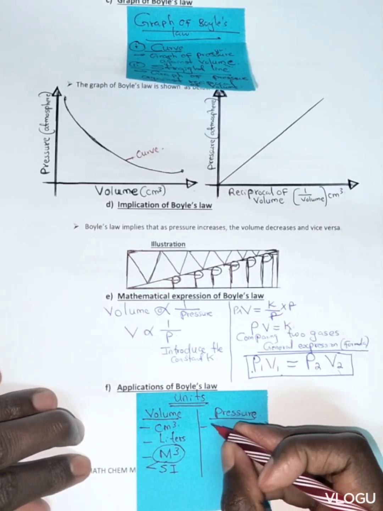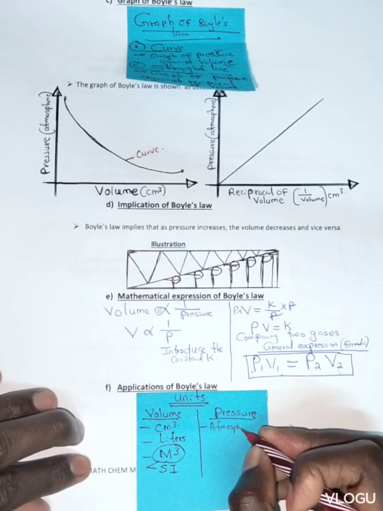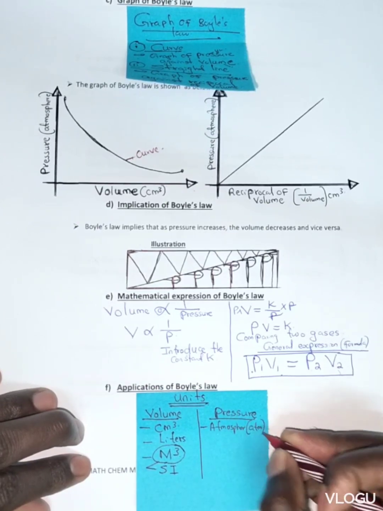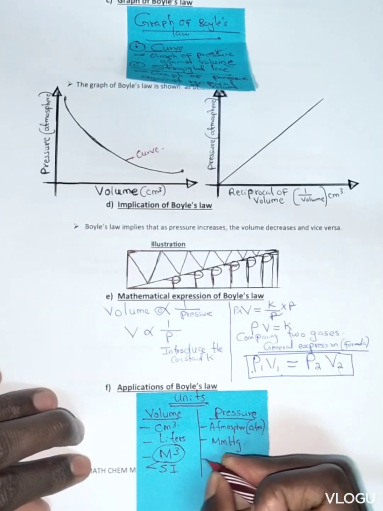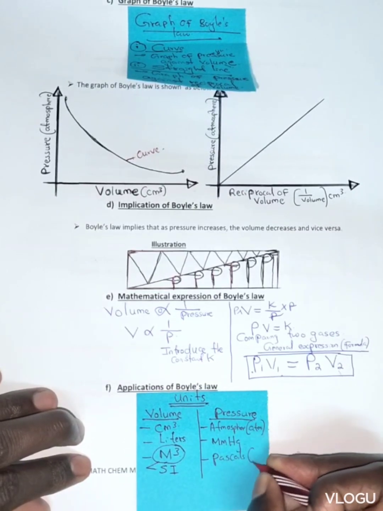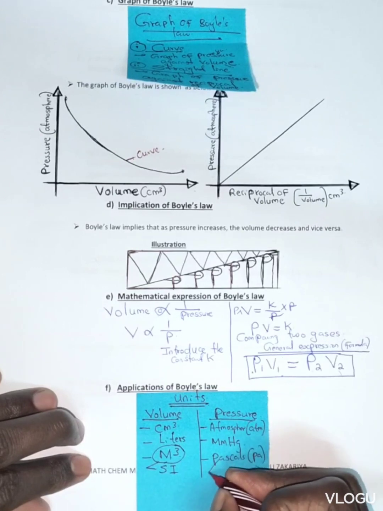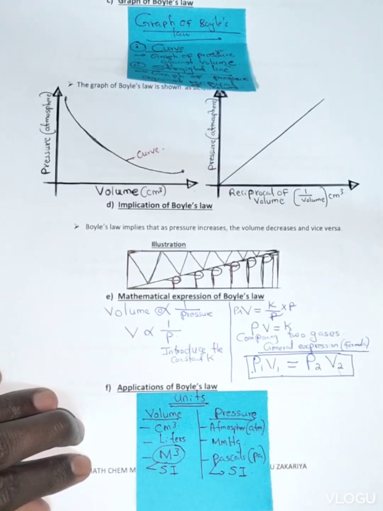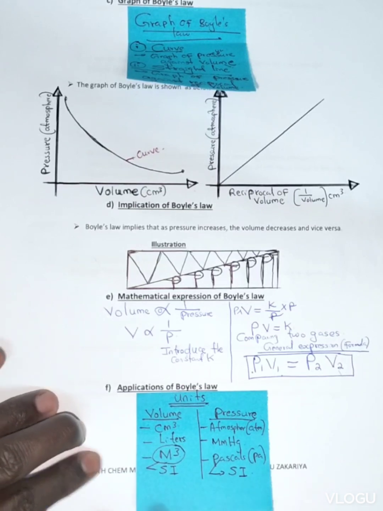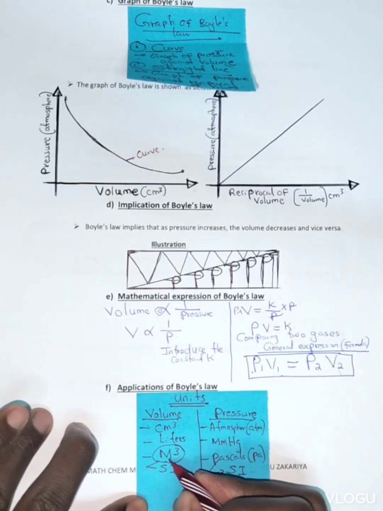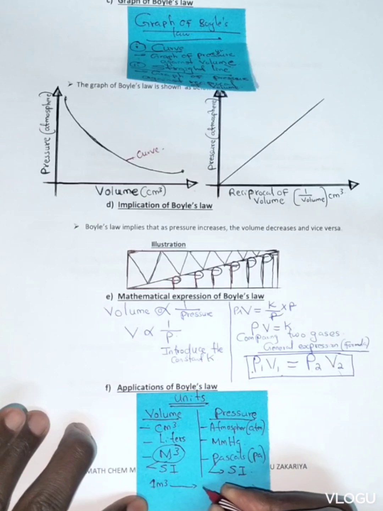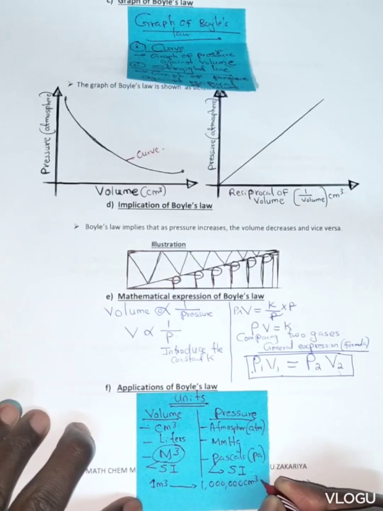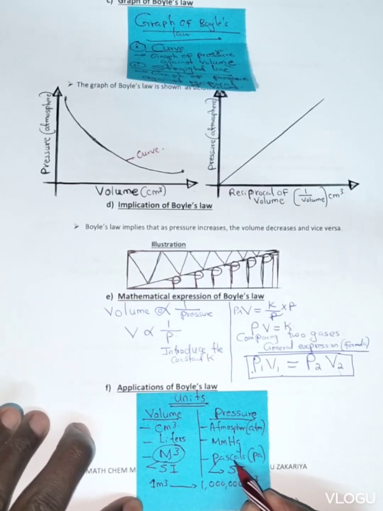What do we have for pressure? We have atmosphere, one unit that we use to measure pressure, which we abbreviate as ATM. Another unit is millimeter mercury. Another one is the Pascal, which we abbreviate as Pa. And the SI unit of pressure is Pascal. So if I'm dealing with meter cubic, how can I convert? 1 meter cubic is equal to 1 million centimeter cubic.